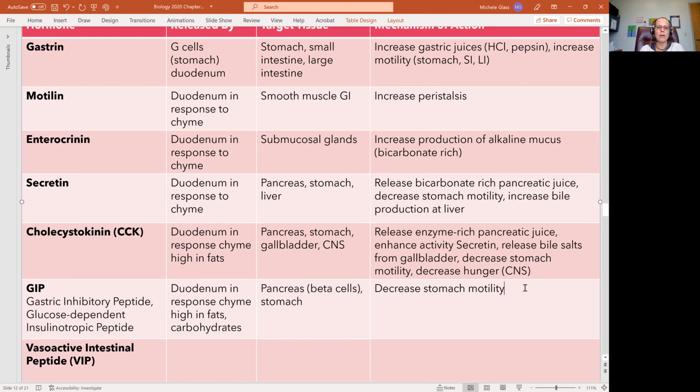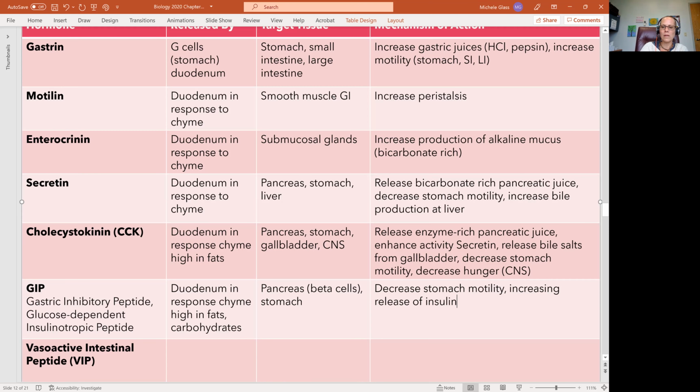And then the other name, the glucose-dependent insulinotropic peptide, is telling us about increasing release of insulin. And remember, insulin is being released by the beta cells in the pancreas. We talked about that during the endocrine system. I think at that point, I let you know that's going to be a final exam question. So again, we're making sure we know which cells of the pancreas make insulin.